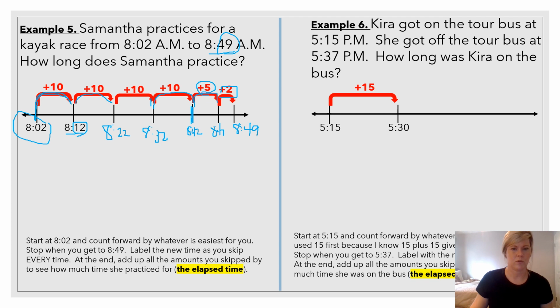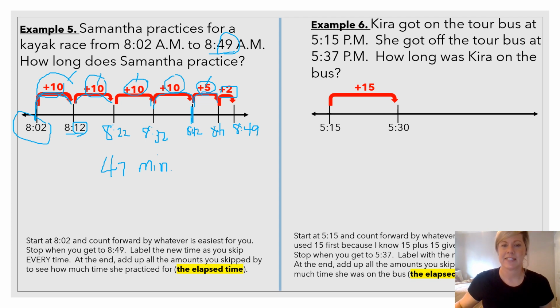Now what do we do last? You have to add all the numbers you skipped by to see what your total elapsed time is. So I'm going to skip by 10s: 10, 20, 30, 40, 45, 46, 47. 47 minutes is your elapsed time. If I'm going too fast or if you need to look over it a little bit longer, just pause it or rewind it and go back.